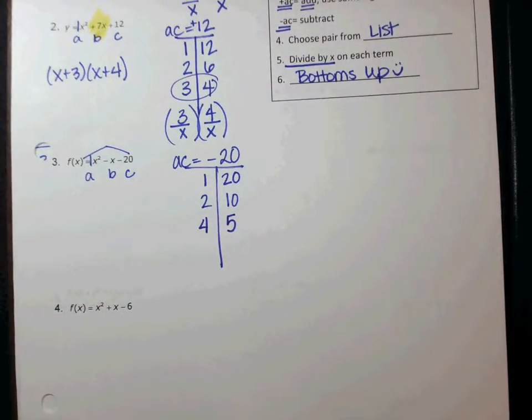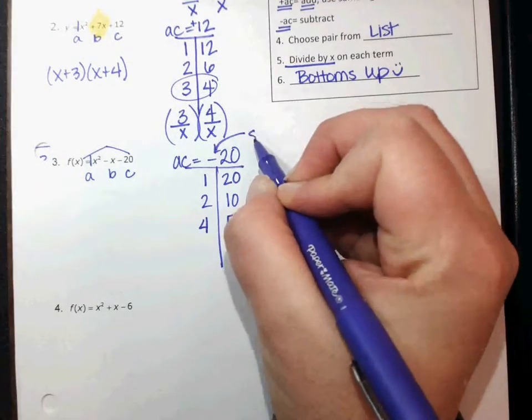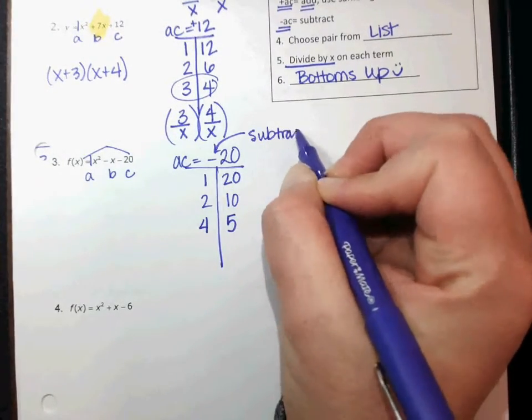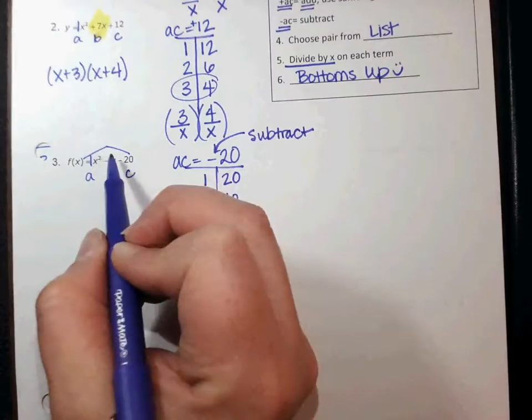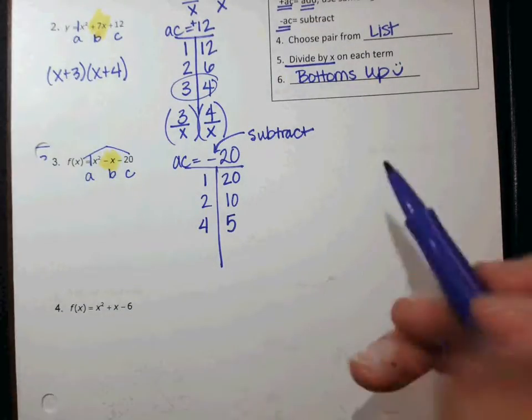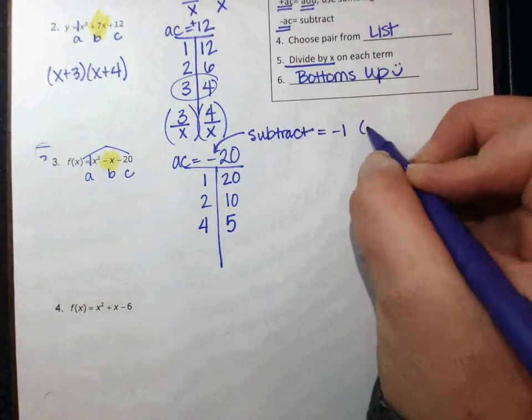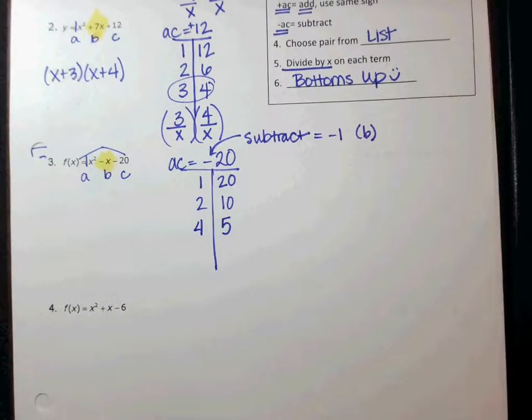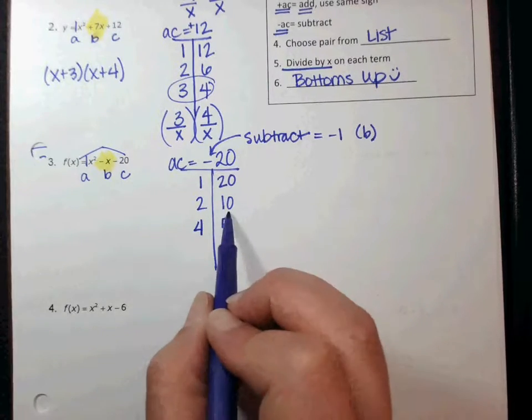Now look at the top. Remember, this negative tells me that I want to subtract. And when I subtract, I want to get B. What is B here? Negative 1. So I want to subtract to get negative 1 because that's my B. Look at your choices. I want the numbers inside the chart to be positive, because we're going to assign the negative after we pick. Which of those subtract to 1? 4 and 5.